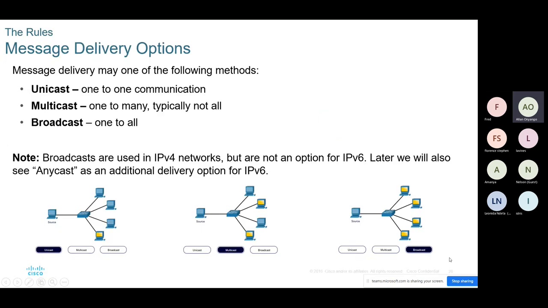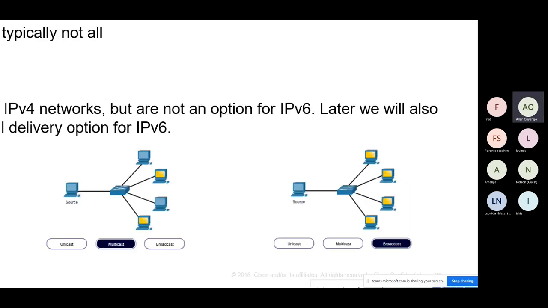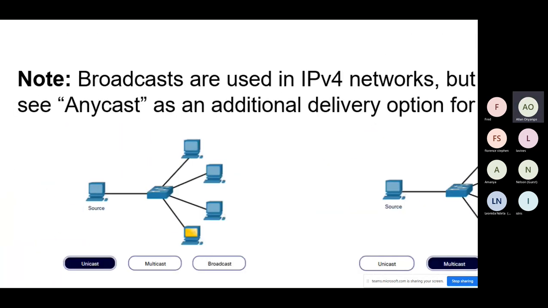So that is normally for an IP version 4 network. We will later learn that IP version 6 also has unicast and multicast, but IP version 6 does not have broadcast. It has what is called anycast, and I will show you how anycast works. So IP version 6 has unicast, multicast, and anycast. IP version 4 has unicast, multicast, and broadcast.